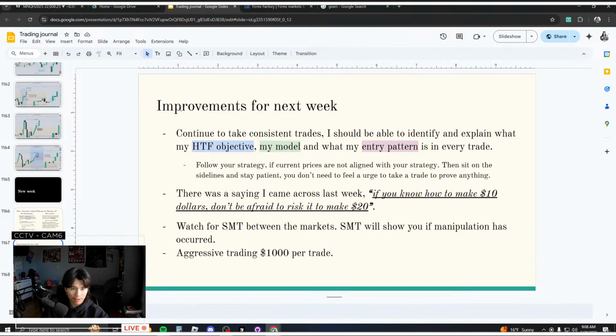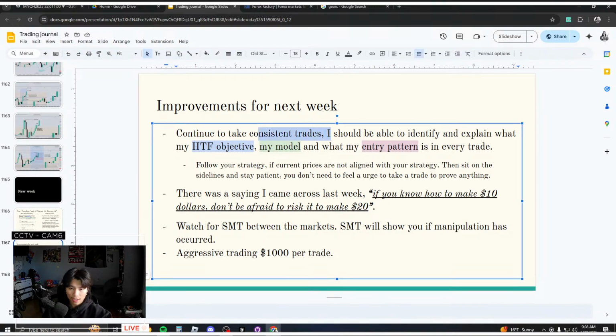So some of the improvements here for this week: continue to take consistent trades, right? Like I said, every single trade that I take, I should be able to identify a higher time frame objective, a model, and an entry pattern. If one of those components isn't present, I don't have to force anything. I just have to sit on my hands, not physically but metaphorically, and be patient. There's no reason for you to force anything to happen if it's not present.